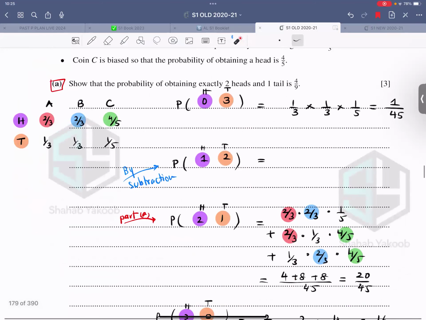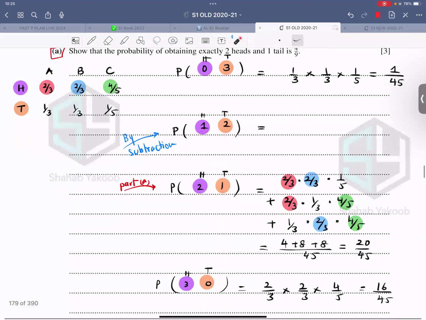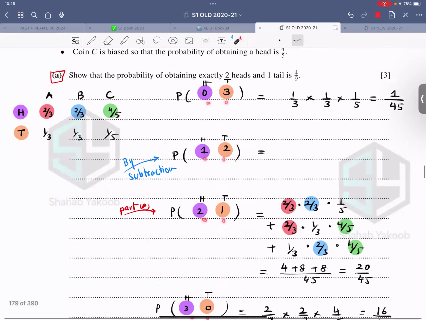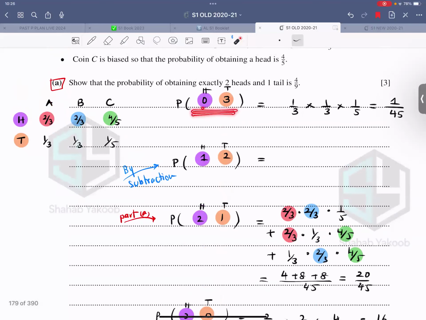So now, first of all, look at the working that I've done. The head is in purple, tail is in orange. Head, head, head, head, and then 4 orange tails. The combinations are 0, 3, 1, 2, 2, 1, 3, 0. The easiest one is the first one. 0 heads means all 3 tails. So take this, take this, take this, and multiply.